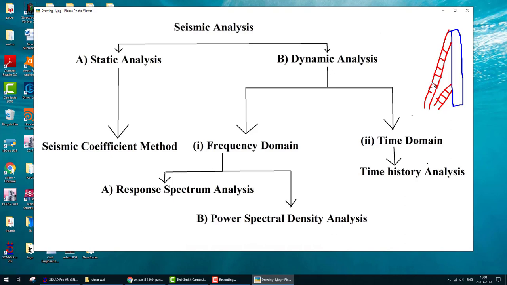In dynamic analysis, we consider wind load, earthquake load, sometimes live load also. In static, we consider dead load and live load. In static, we have the seismic coefficient method, and in dynamic, we have the frequency domain method and the time domain method. In the time domain method, we have time history analysis, and the frequency domain has two parts, response spectrum analysis and power spectral density analysis. We discuss all this later.